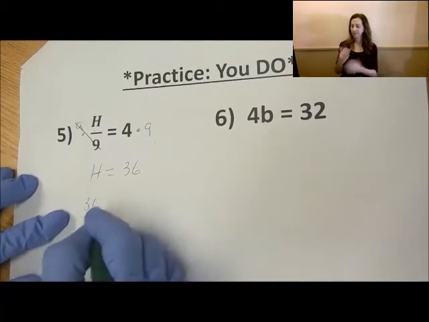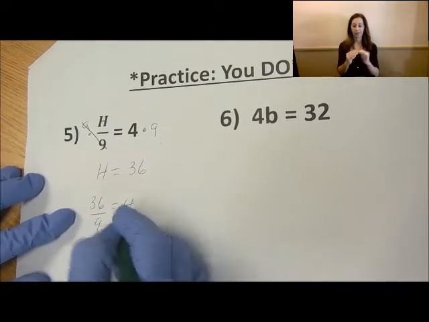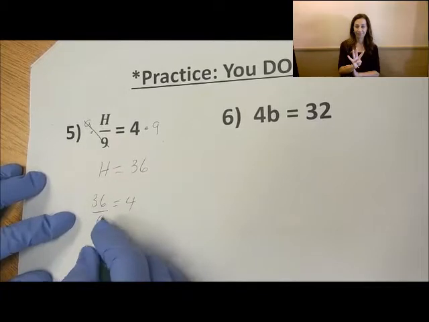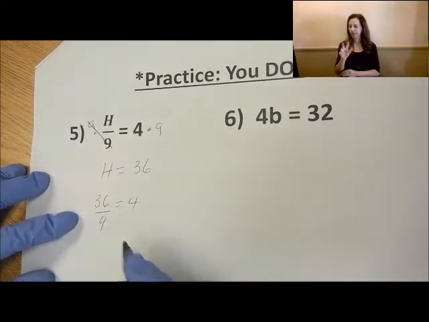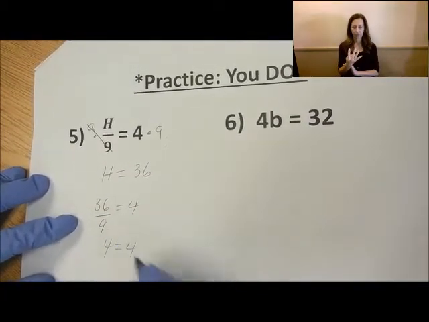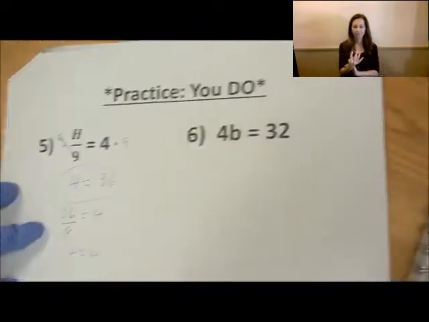So let's substitute in our solution. 36 divided by 9 equals 4. And we know that 36 divided by 9 is 4, so we've got 4 equals 4. So circle your solution.